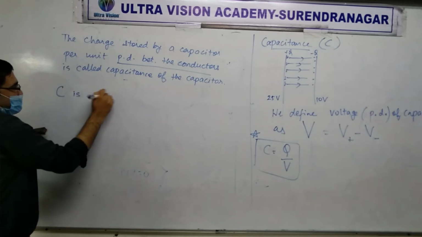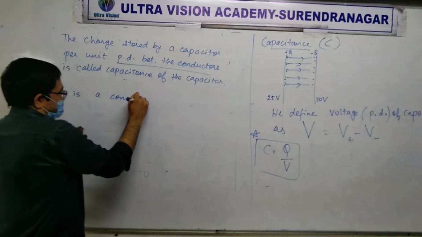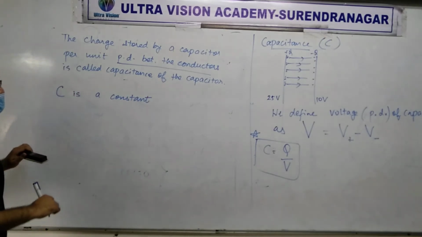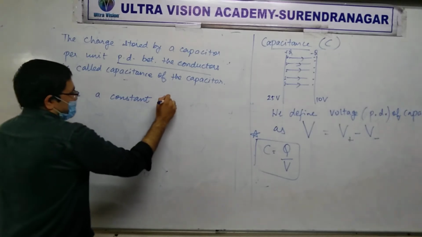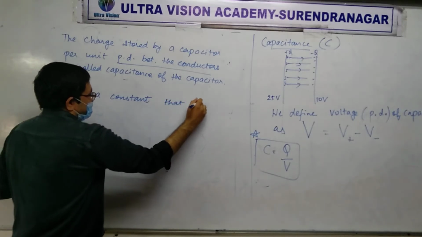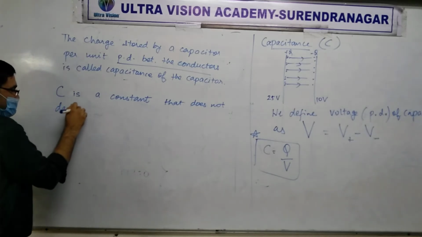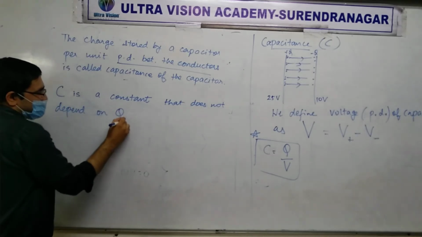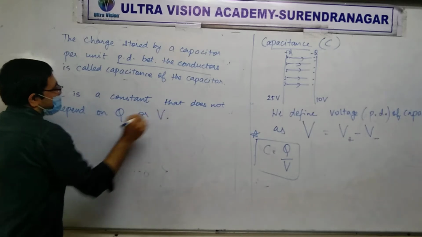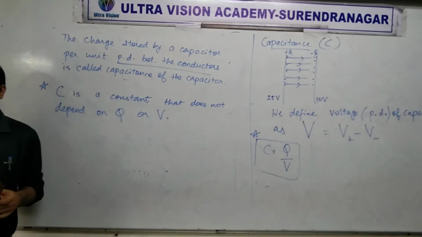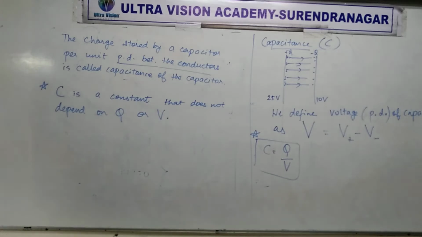Now further, C is a constant. C is a constant that does not depend on Q or V. This sentence hurts people the most. Some of them simply fail to believe it even after 12th standard.